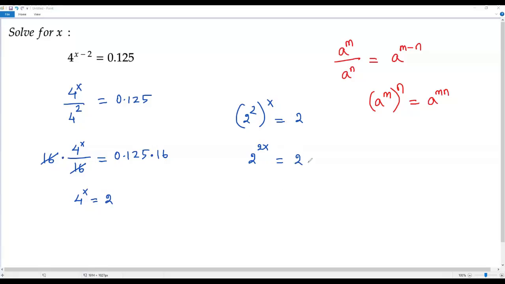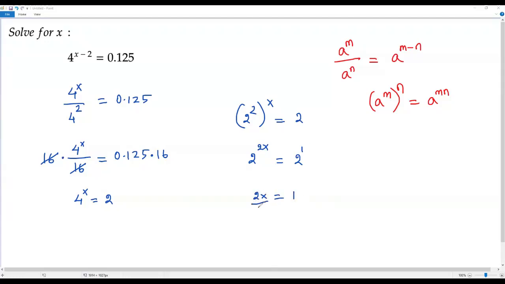Now we can consider the exponent 1 for this base, because for this base we don't have any exponent. Whenever there is no exponent, we have to assume there is exponent 1. So now I can use the one-to-one property of exponential equations. That is, whenever two terms are equal with the same base, we can equate the exponents. Then I'm getting 2x equals 1.